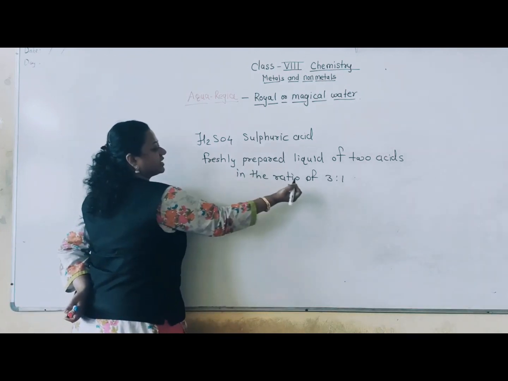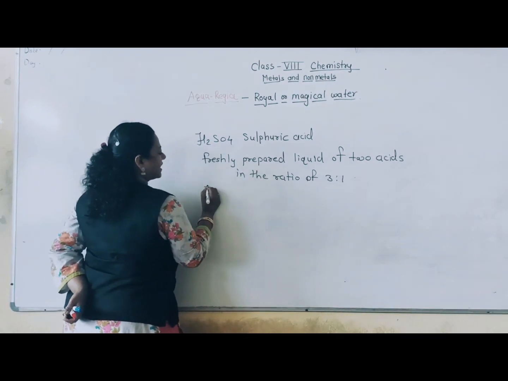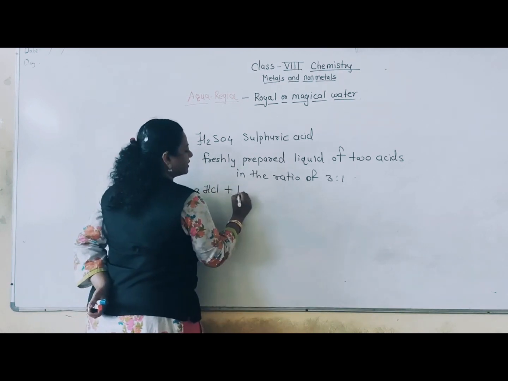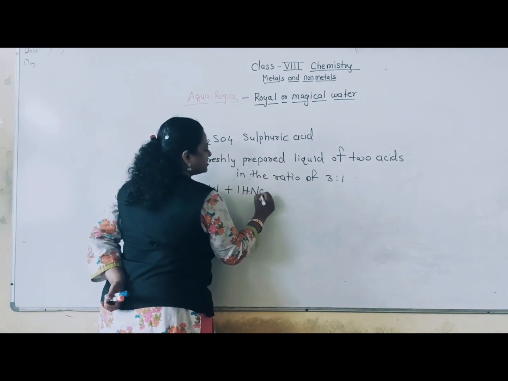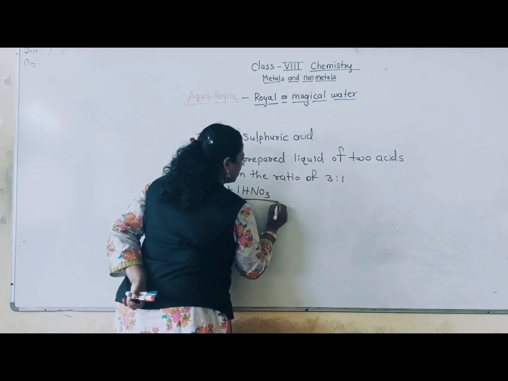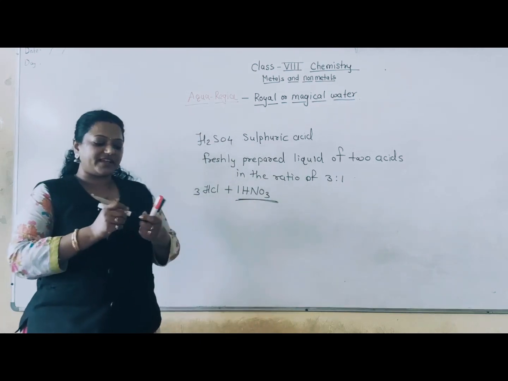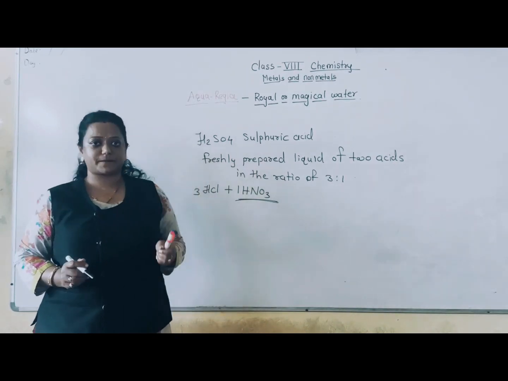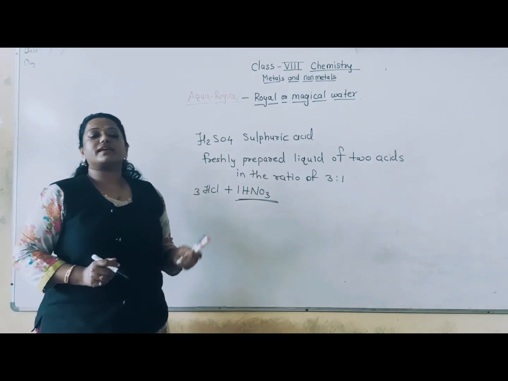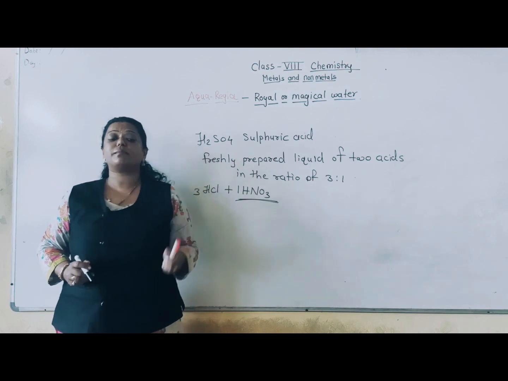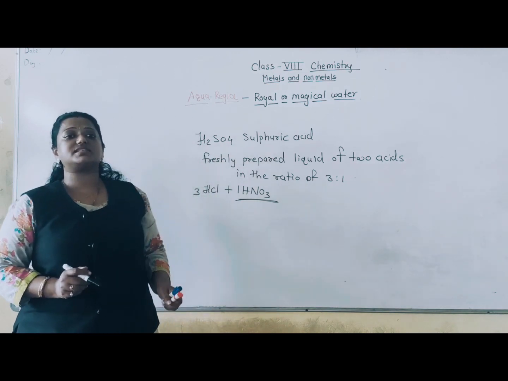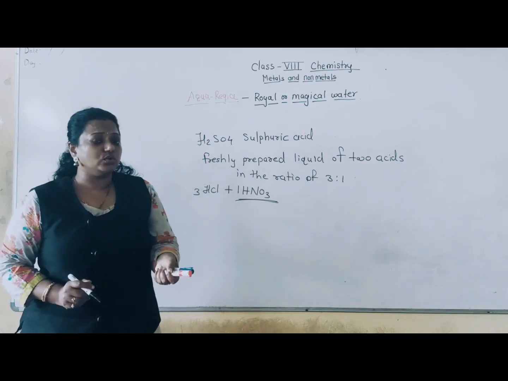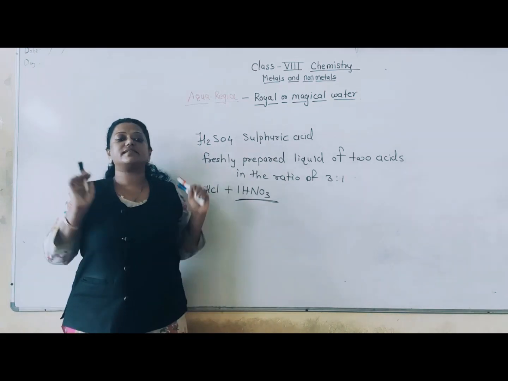In the 3 form, it will be HCl, and in the 1 form, it will be nitric acid. Students, about nitric acid, I already told you that nitric acid is a strong oxidizing agent, like potassium dichromate, like potassium permanganate, like nascent oxygen, like ozone, like simply O2. These all are oxidizing agents.